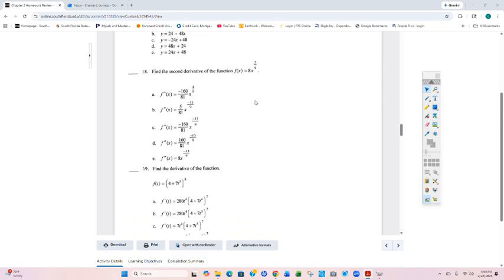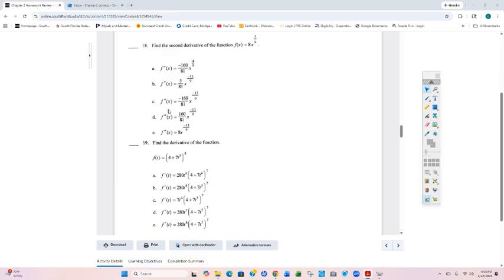Number 18, find the second derivative of the function f of x equals 8x to the power of 5/9. So 8x, and then the power on the x is a fraction, 5/9. A, f double prime of x equals, this is a fraction, -60/81, and then x to the 4/9 power. B, f double prime of x equals 5/81, x to the -13/9 power.